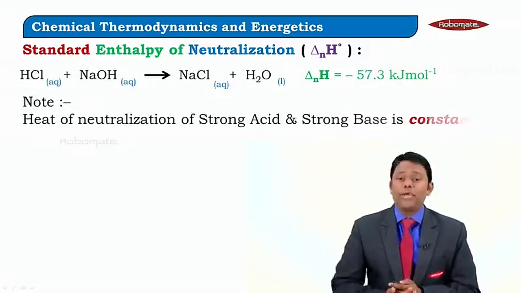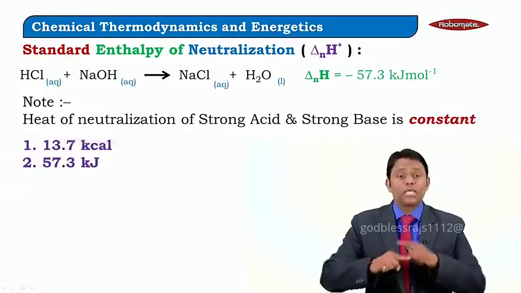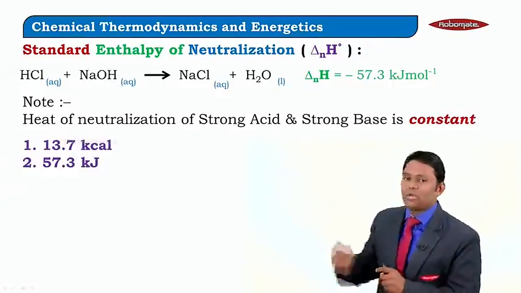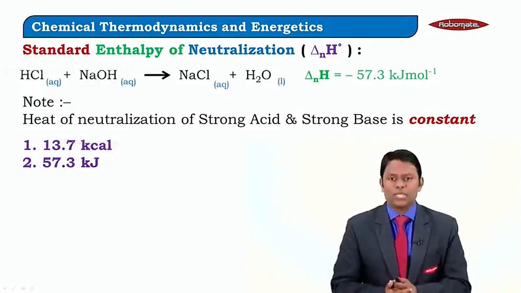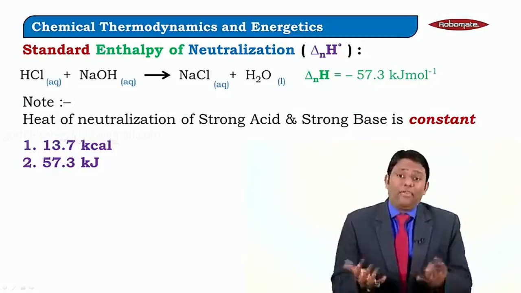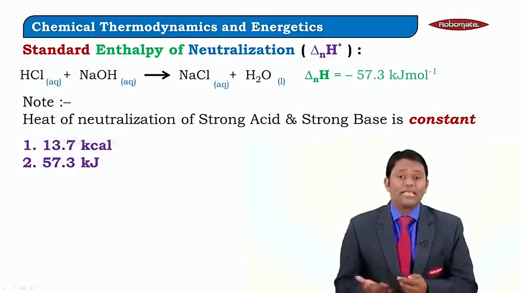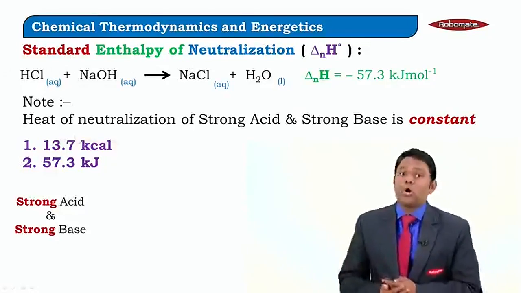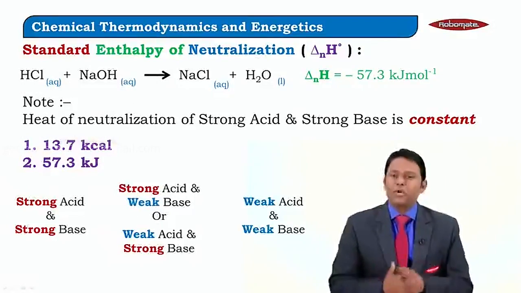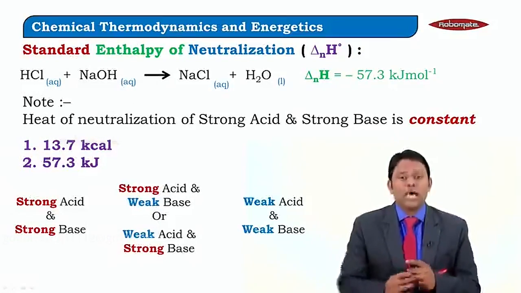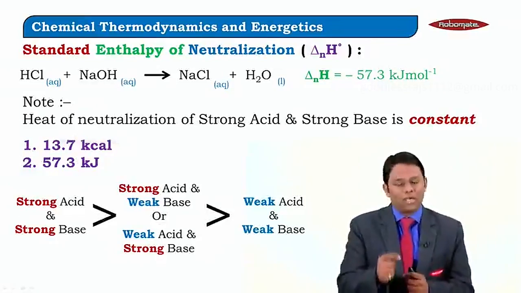A very important point to remember is that the heat of neutralization of strong acid and strong base is always a constant, and its value is 13.7 kilocalories or 57.3 kilojoules. But there could be an option. Every time the reaction won't have strong acid and strong base. So the possibilities are the acid and base both could be strong, or one could be weak and one could be strong, or both of them could be weak. We know the answer of only strong versus strong. So the highest answer is for strong versus strong, and the lowest answer will be for weak versus weak.